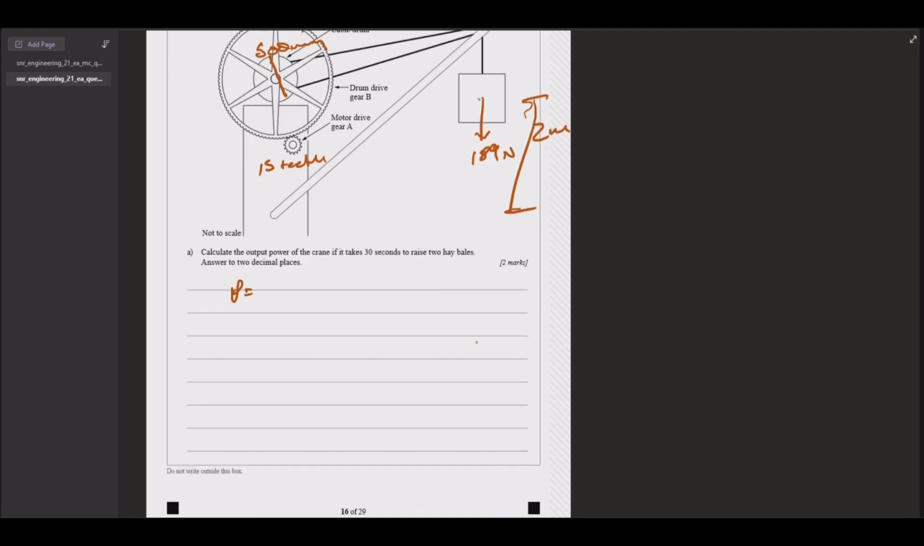Alright, power is going to be work divided by time, so force times distance over time. Remember, mechanical advantage doesn't affect power and work done, so we're not going to include that. We're just going to plug it straight in here: 189 times 2 over 30.